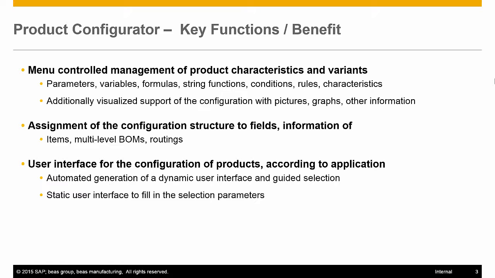We are able to manage the product characteristics and variants directly in the Business One menu, where we will find the parameters, variables, formulas, functions, conditions, rules, and more. Additionally, visualized support of the configuration with pictures, for example, graphics, and more information directly in the configuration. Assignment of the configuration structure to fields, information of items, multi-level bill of materials, and routing. User interface for the configuration of products according to application, automatic generation of a dynamic user interface and guided selection.